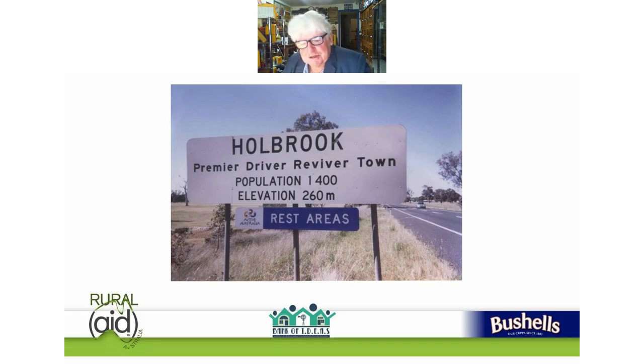This was a town that I felt was quite lazy with its signage. I mean, a Premier Driver Reviver town. Unless you're an alcoholic, why would you be interested in this town? Towns are meant to tell us what's special, and that's the best they could come up with. And then like some other towns, they'd love to throw in their population and their elevation, which is really irrelevant to 99.999% of people. But that was Holbrook, and Holbrook didn't have to worry about attracting people.